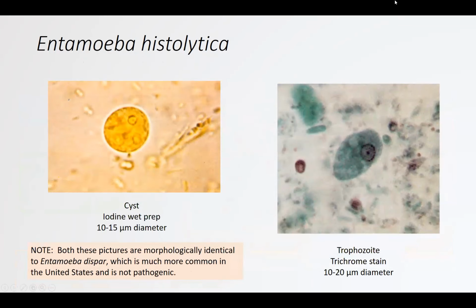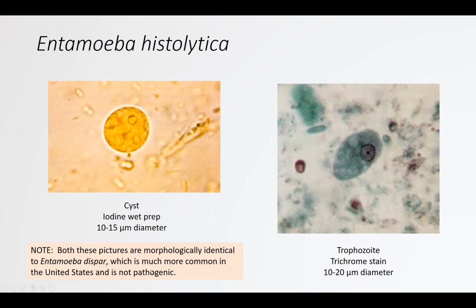This is what histolytica is going to look like under the scope. If we do an iodine wet prep, this is the cyst form right here. You can see 10 to 15 microns in diameter. And then the trophozoite form, the actively feeding, the pathogenic form. The cyst form is what you're going to get. That's the infective form. That's what you eat or drink. The trophozoite is the one that's actually going to do the damage to the tissue. That's what he's going to look like right there.